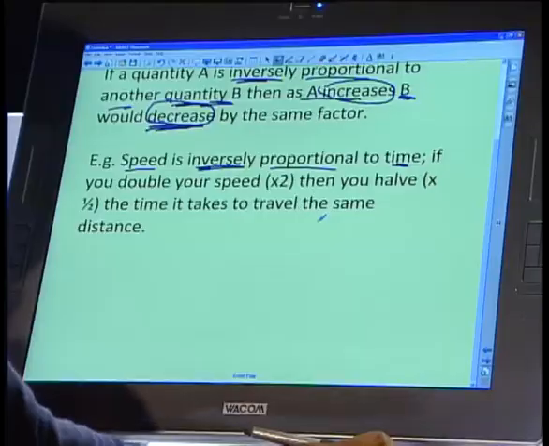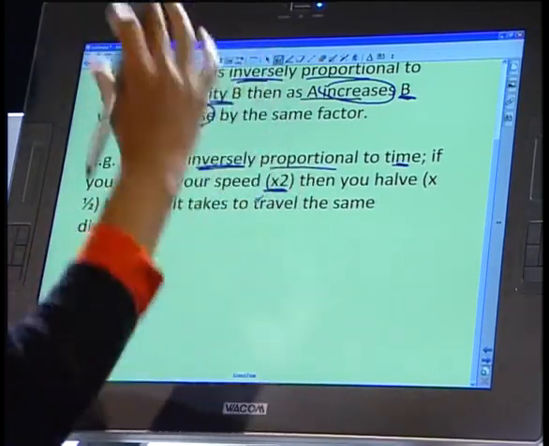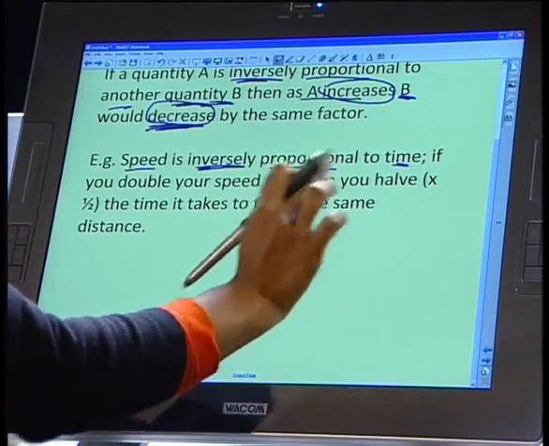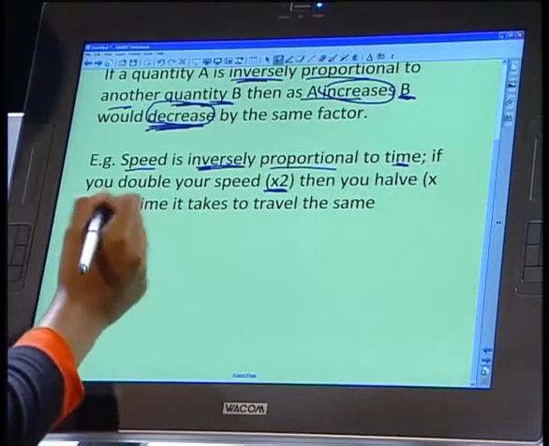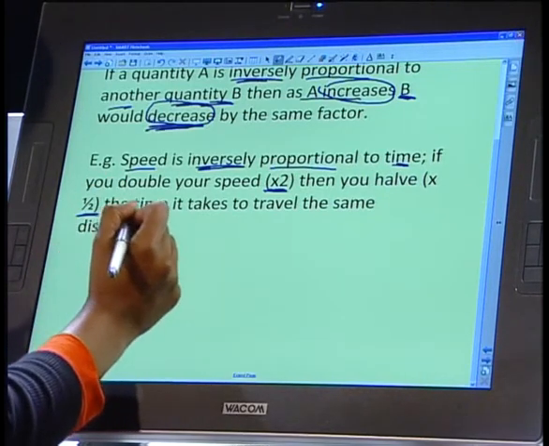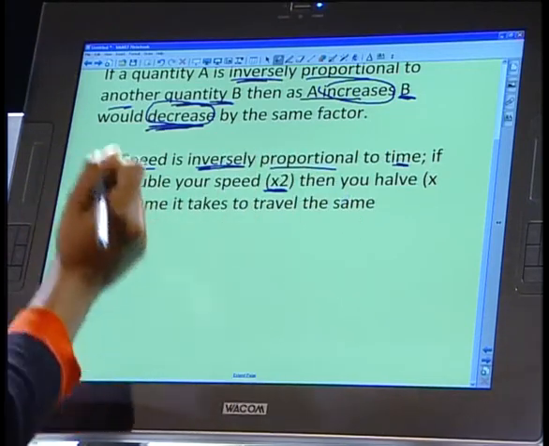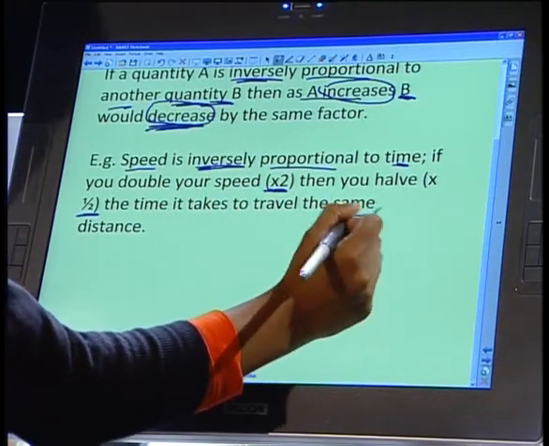But how this works with proportion is that if you were to double your speed, so you times your speed by 2, you increase it by a factor of 2, then you will halve the time, or times by a half, divide by 2. You will divide the time by 2 that it takes to travel the same distance. The important thing with inverse proportion is you will always have something that's constant.